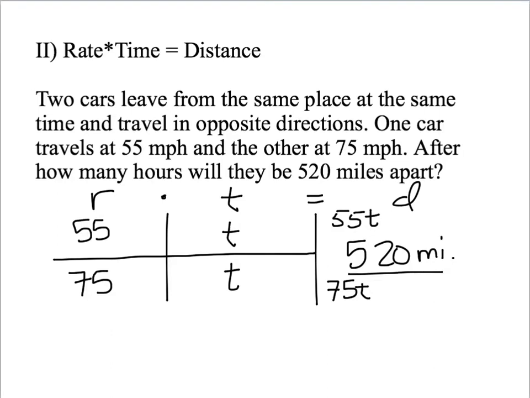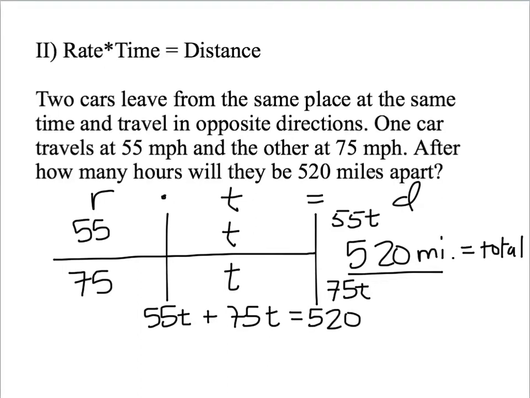The total is 520 miles. So how can I put that into an equation? Well, if the first car, the slower car, traveled a distance of 55T, and the faster car traveled a distance of 75T, those two distances together add up to 520. And when we solve that equation, we're going to add them. 55 and 75 is 130. So 130T equals 520. I can solve that by dividing by 130. T equals 4.